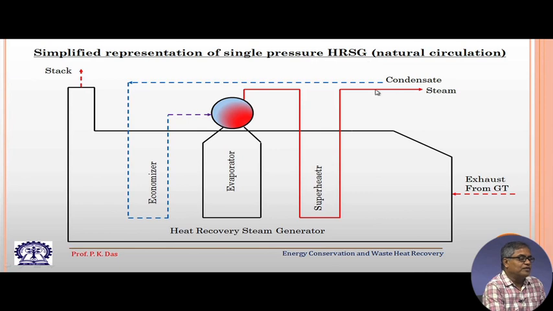From the steam side, condensate comes from the feed pump and goes through the economizer, then goes here for the evaporation, where there is a steam drum and a circulation. I have shown natural circulation, but there could be a pump also. After that, saturated steam comes out of the steam drum, is superheated in the superheater and goes out. So, this is your single pressure HRSG.